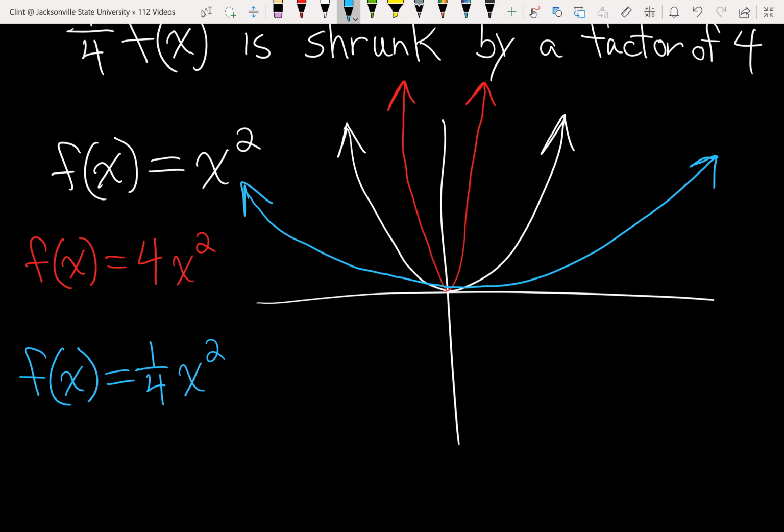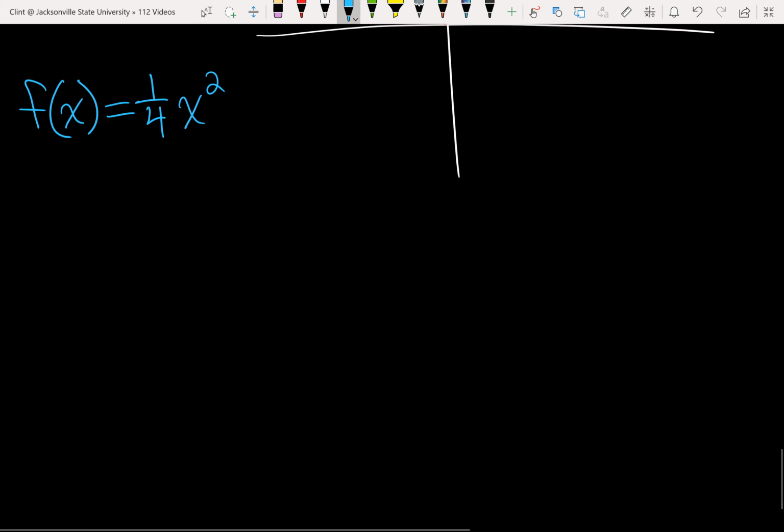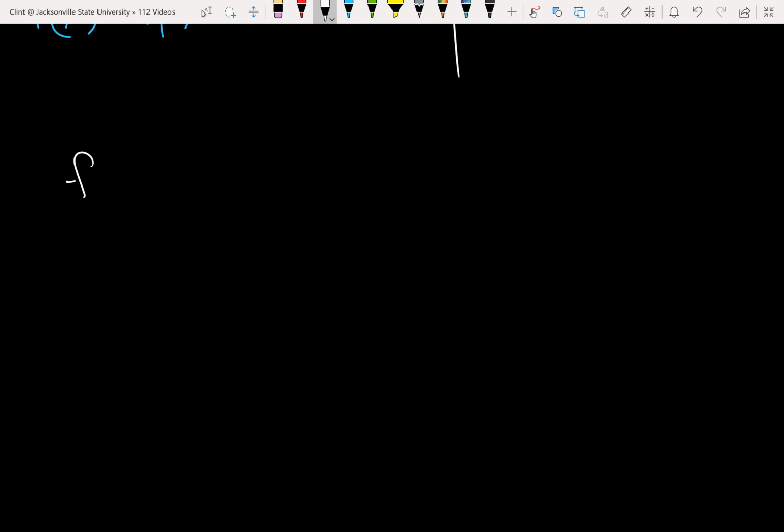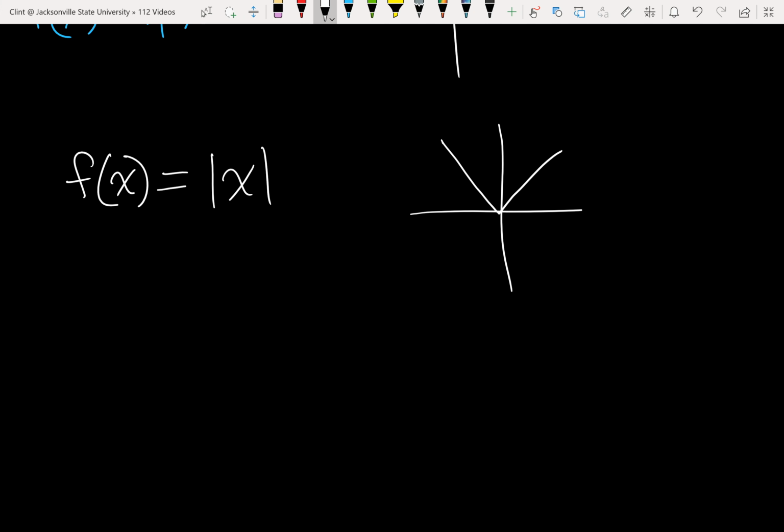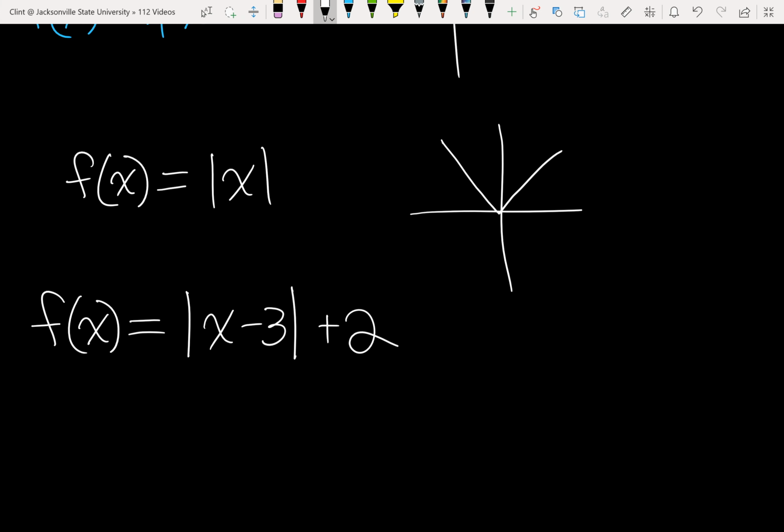And the other thing to talk about here is that you can do more than one of these. So let's look at a different function, the absolute value of x. You can think really quickly about what its graph looks like. It's the V shape. So what if we started with absolute value of x and we ended up with this? This is going to be our red graph.